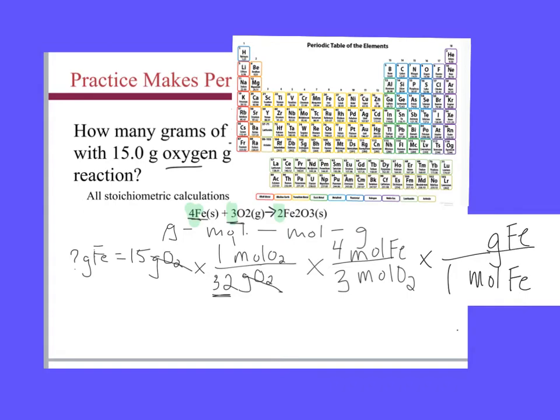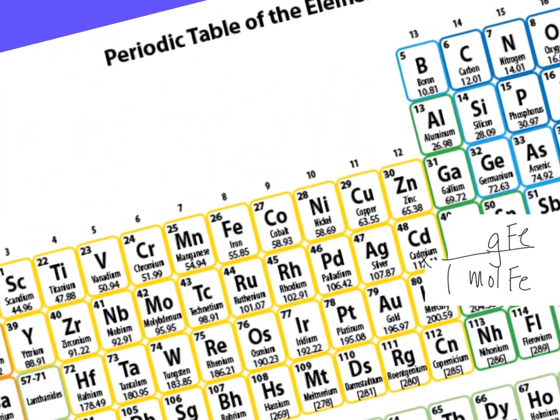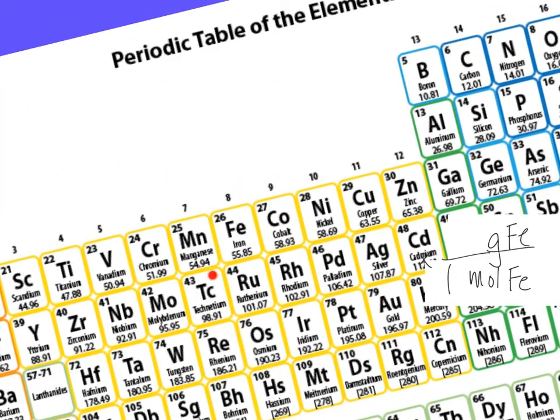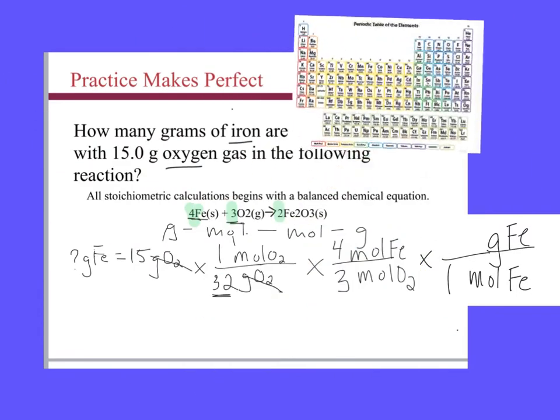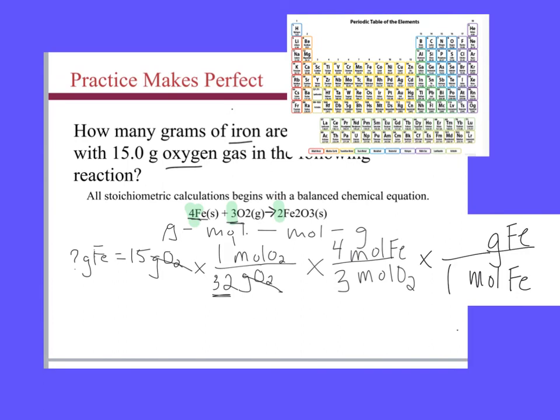So now, once again, we know, according to the conversion factors, that one mole of iron is going to be equivalent to iron's molar mass, which is 55.8 grams. Let's go back and cancel units. Moles of O2, moles of O2, moles of iron, moles of iron.